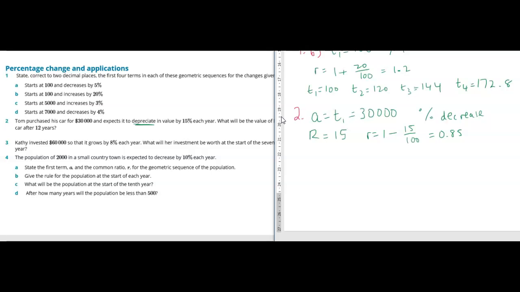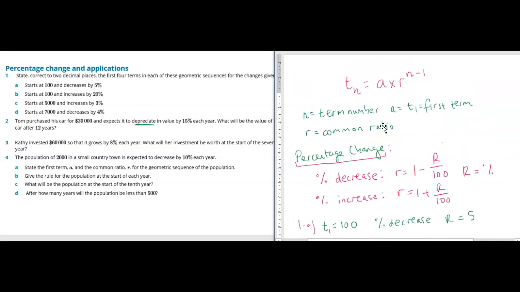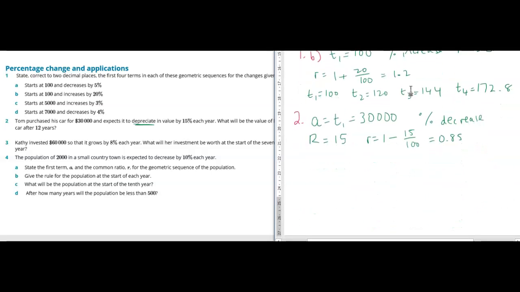So your general rule, which we use for any geometric sequence, which I wrote up the top. I might just scroll instead of writing it again because we're running out of room. Okay, there it is in pink. We're just substituting in for n, A, and r. N is what term we want. So we want 12 years. So we're going to write T12.